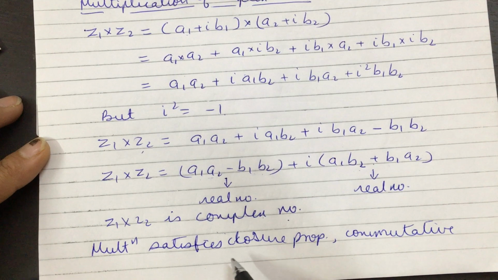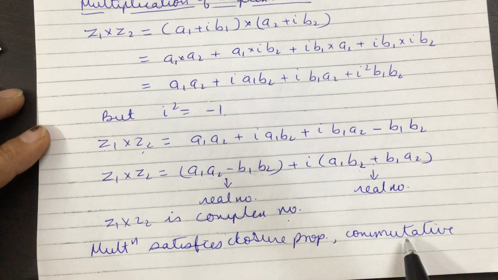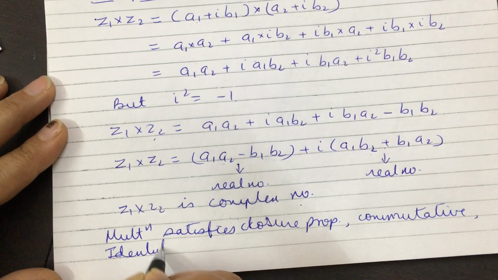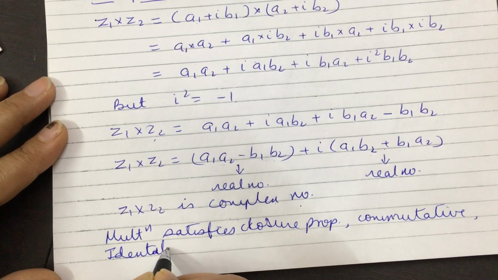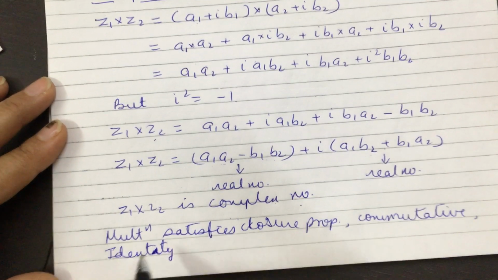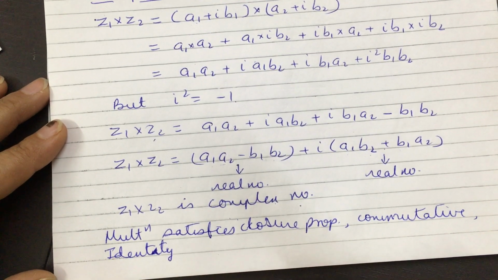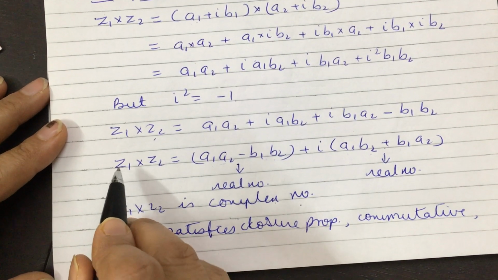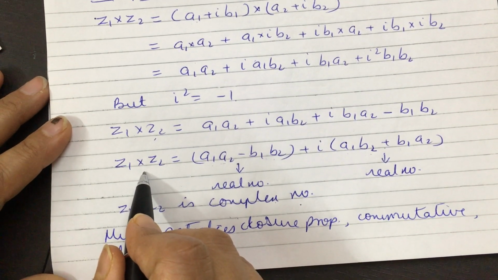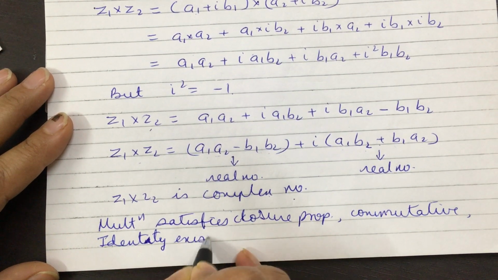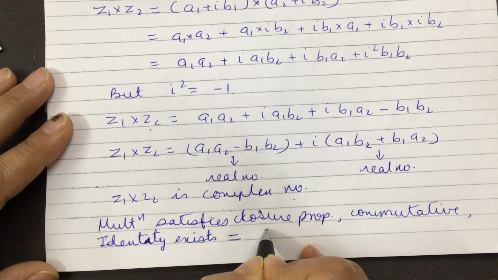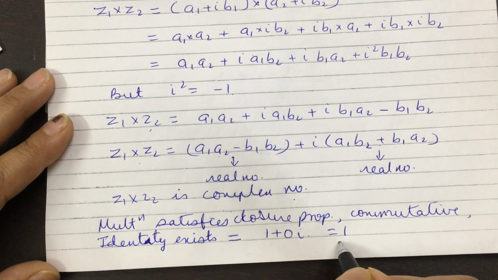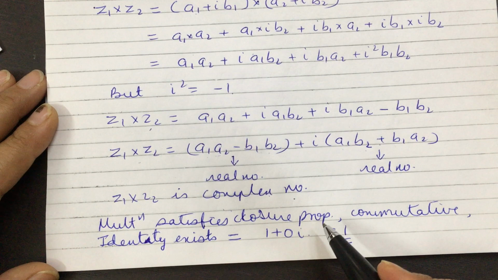Commutative means Z1 Z2 is equal to Z2 into Z1. Then identity exists. Identity exists means when the product of a number with any complex number gives you back the same complex number. So, identity exists and is equal to 1 plus 0i, the same as 1 actually, which is the same as in the case of real numbers.